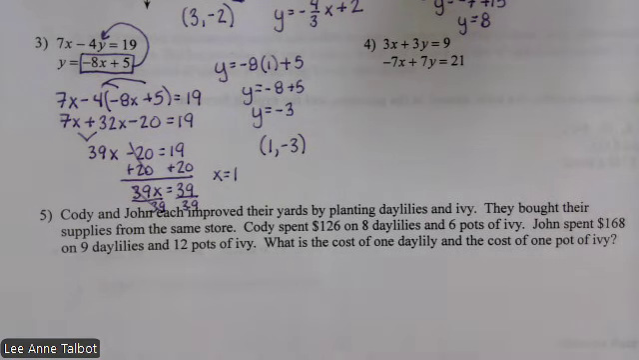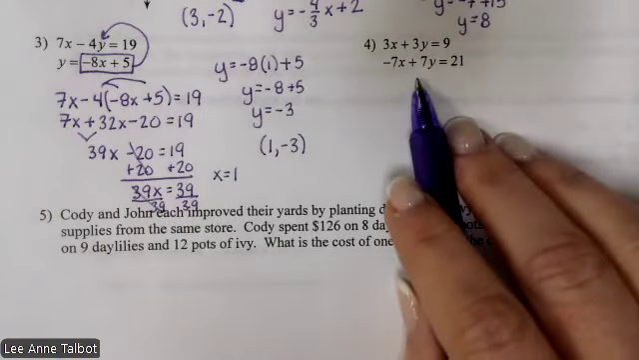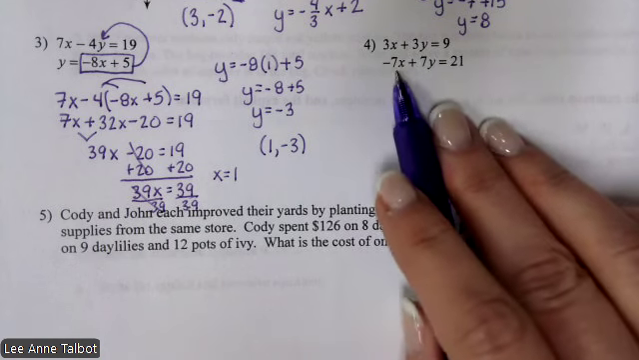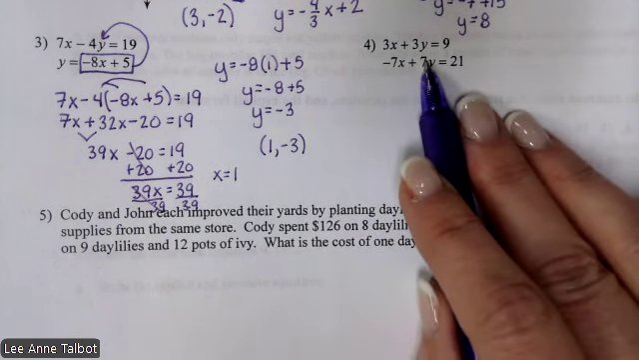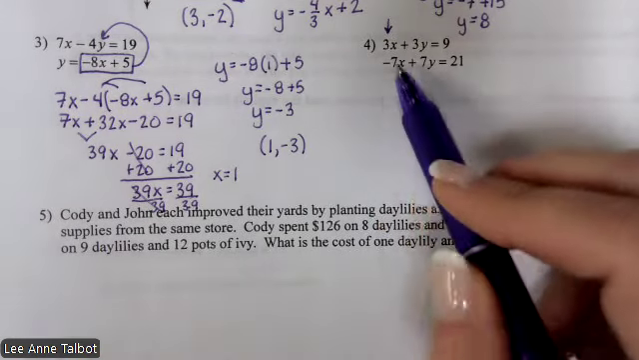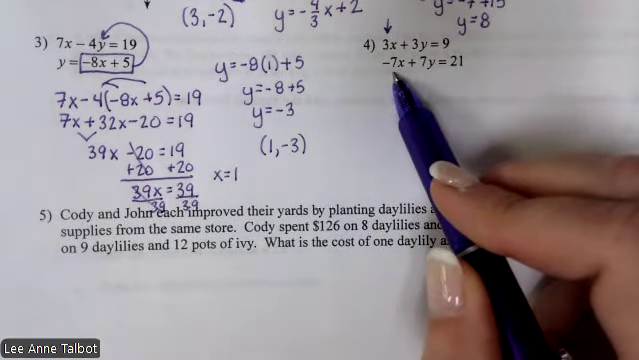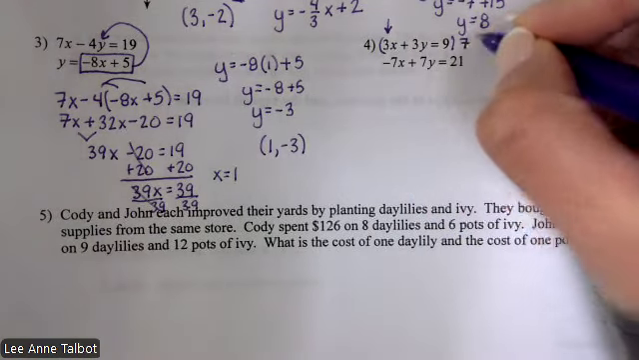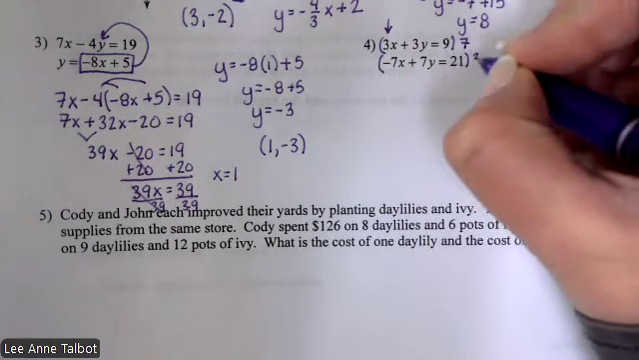Hold on. Okay, so number 4, this is elimination. It's a really hard elimination problem because 3 doesn't go into 7. But I'm going to eliminate the x's and I'm choosing those because 1 is positive already and 1 is negative already. So I'm going to multiply the top by 7 and the bottom by 3.